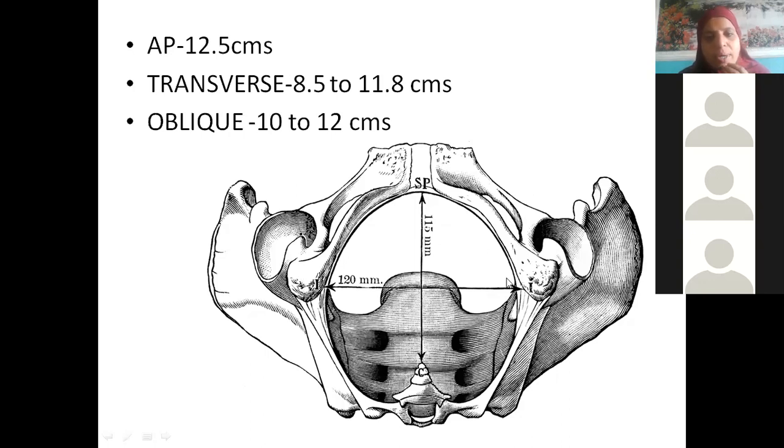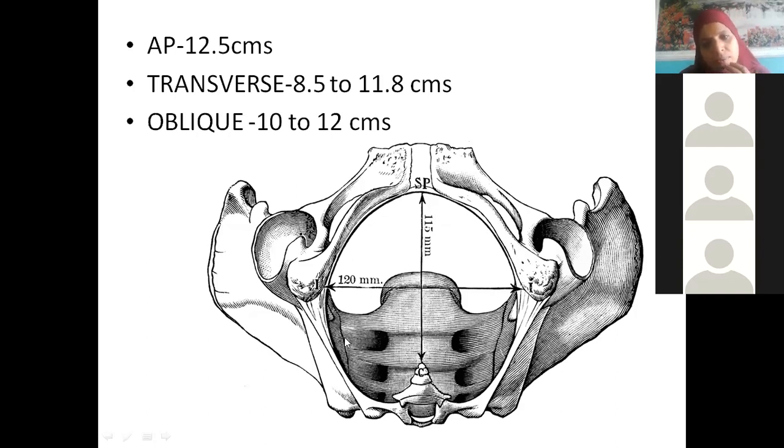This is one ischial tuberosity. This is another ischial tuberosity. What is the name of this diameter? Transverse diameter, 8.5 to 11.8 centimeters. It differs from person to person. This is the range. Then we also have the oblique. Of course the line is not shown, but it runs from the ischiopubic ramus of the right side to the middle of the sacrotuberous ligament of the left side, and from the ischiopubic ramus of the left side to the middle of the sacrotuberous ligament of the right side.